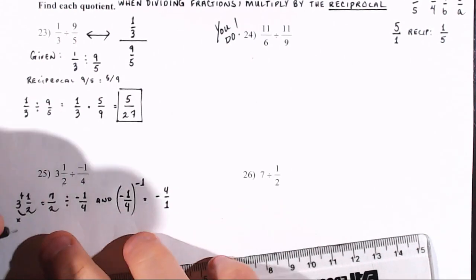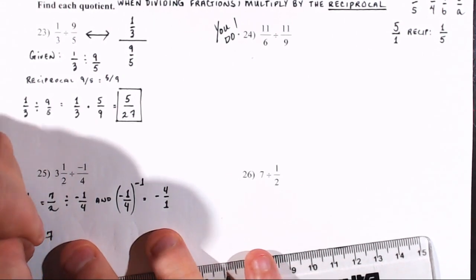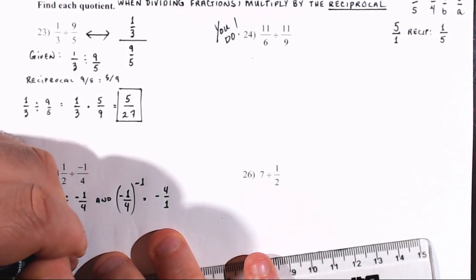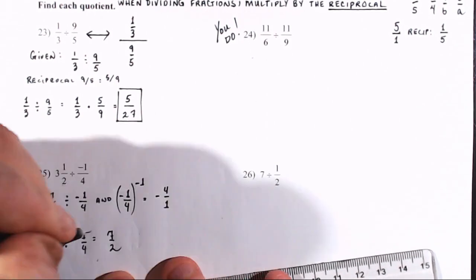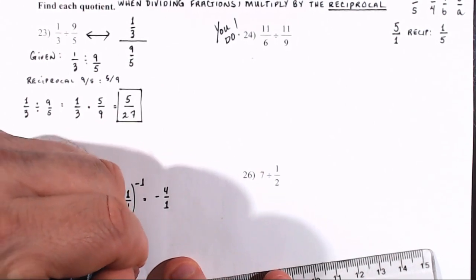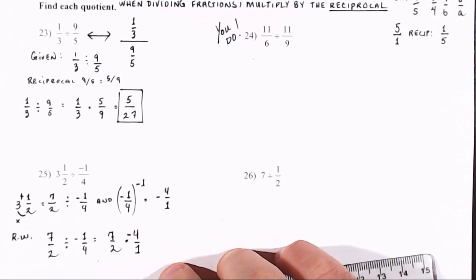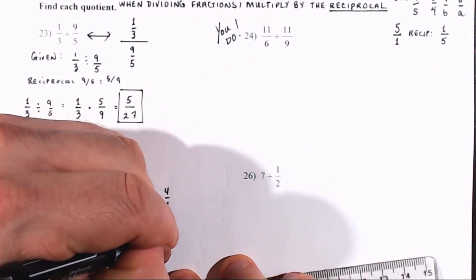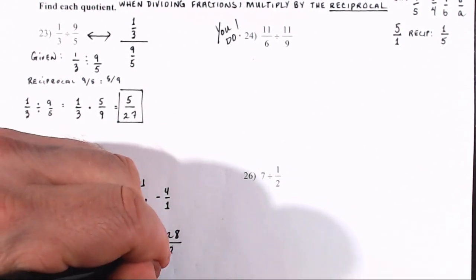So let me rewrite what I have. I've got 7 over 2 divided by -1 over 4 equals 7 over 2 times the reciprocal of -1 over 4, which is -4 over 1. Don't forget the negative sign. So now we just multiply across. 7 times -4 is -28. And 2 times 1 is 2.